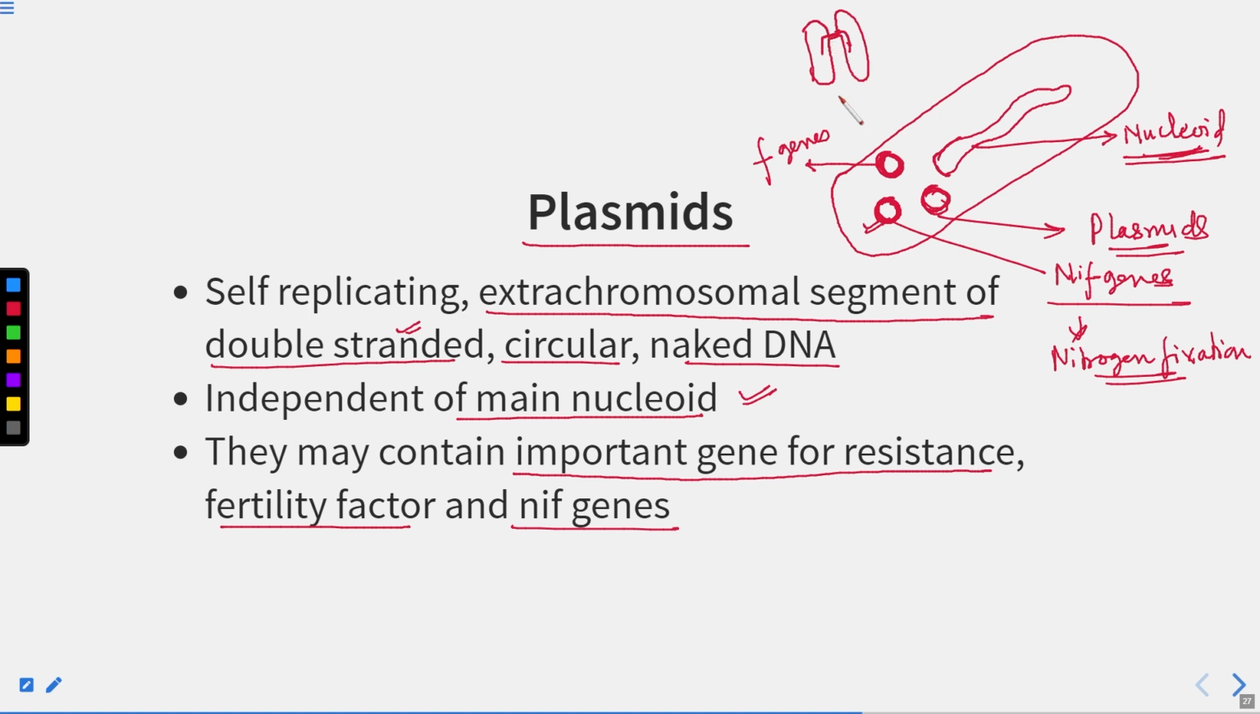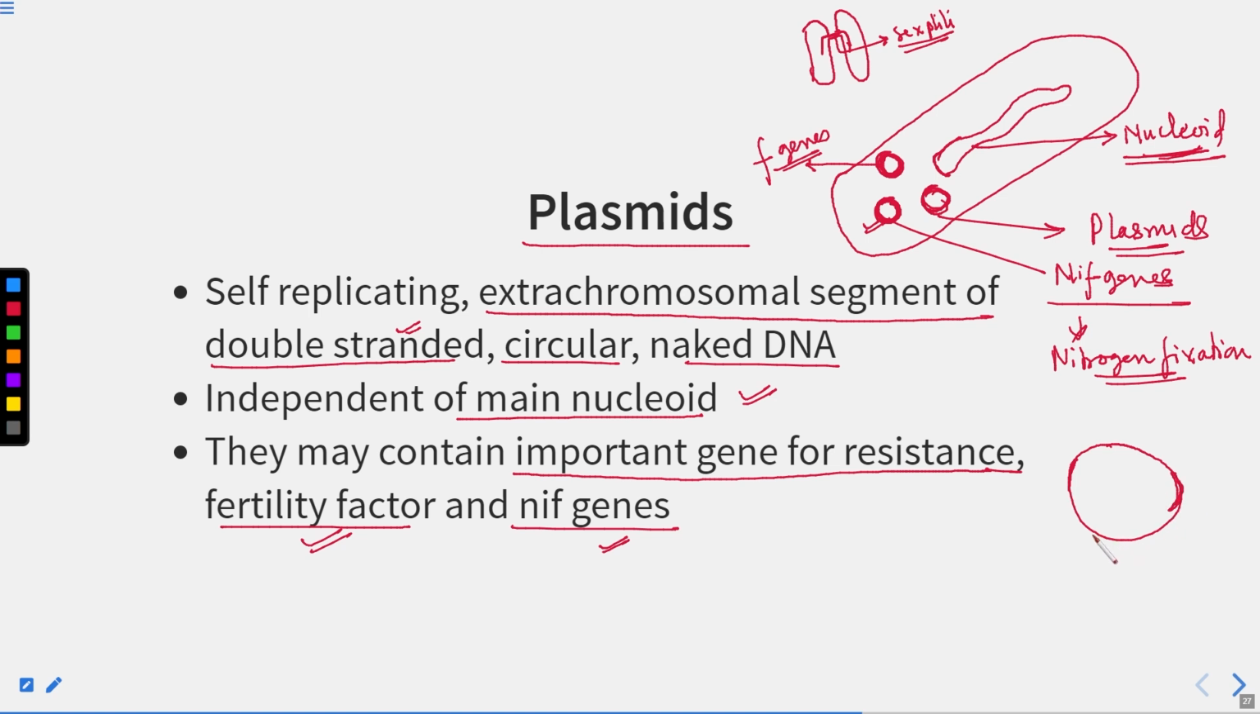So this happened due to the formation of the sex pili, and this sex pili formation is encoded by the F gene, which is also present on one of the plasmids. That is why they contain the fertility factor. This is called the fertility factor and the NIF genes. Apart from this, they also contain genes for resistance. Some of the plasmids contain tetracycline resistance, streptomycin resistance genes, right?